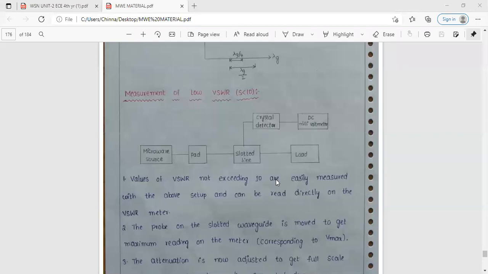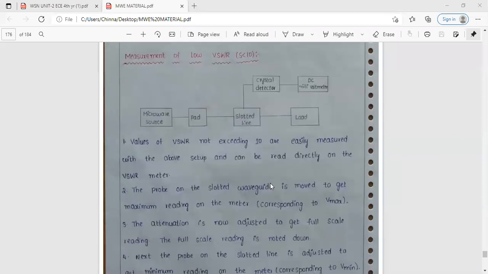Here also some values will be considered. Measurement of low VSWR: when the voltage standing wave ratio is less than 10, it is considered a low VSWR. So here some setup will be given. Values of the VSWR not exceeding 10 are easily measured with the above setup and can be read directly on the VSWR meter. So the VSWR will not exceed the value of 10, and you can read the voltage standing wave ratio values directly.